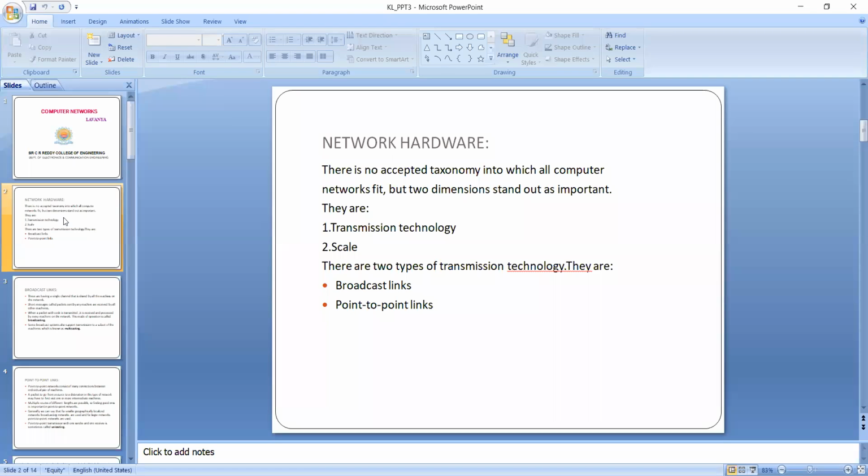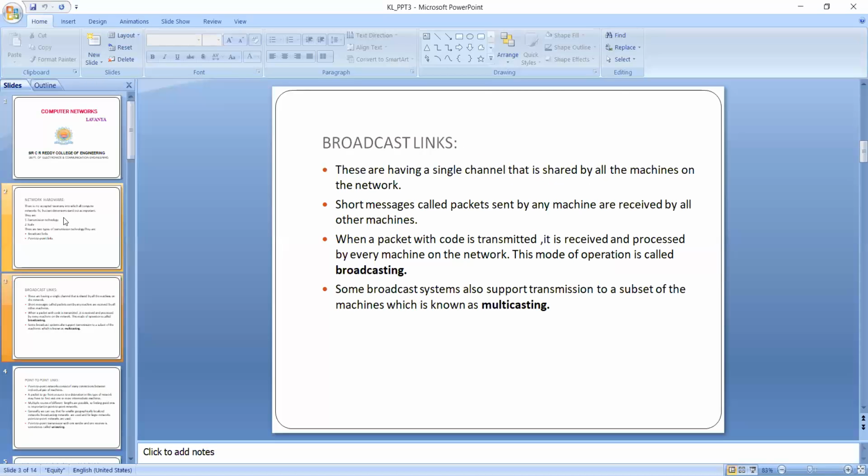Here, the transmission technology is broadly classified again into two types. First one, broadcast links, and the second one, point-to-point links. First, we discuss broadcast links. So, broadcast links have a single channel. Remember here, broadcast links or broadcast networks, both are synonymous.